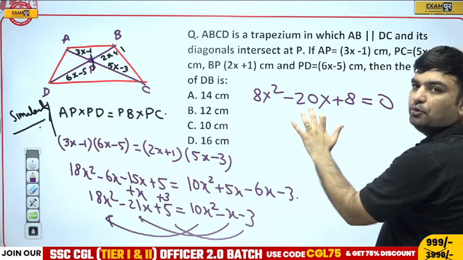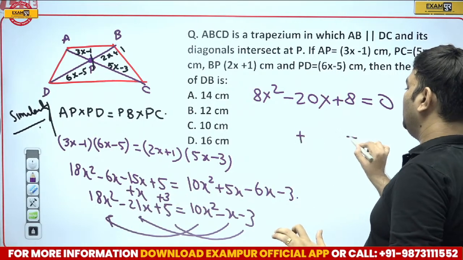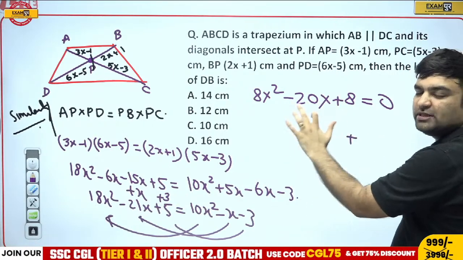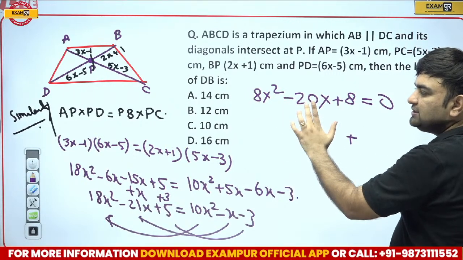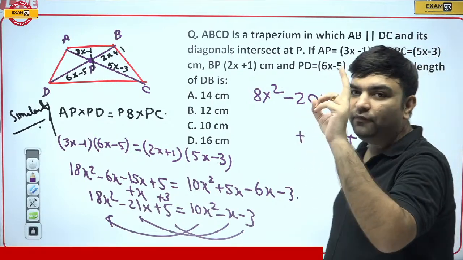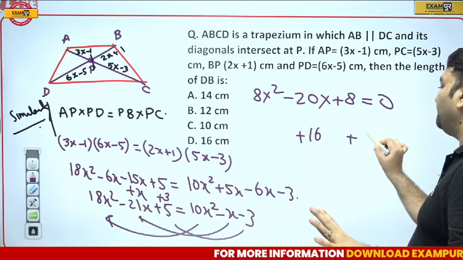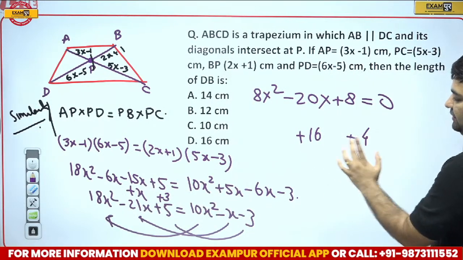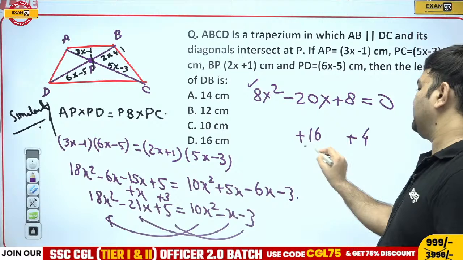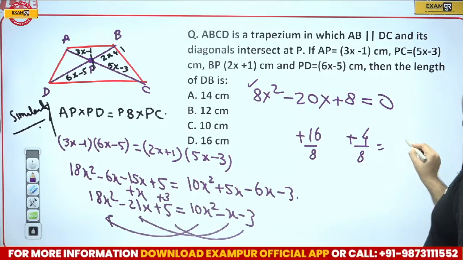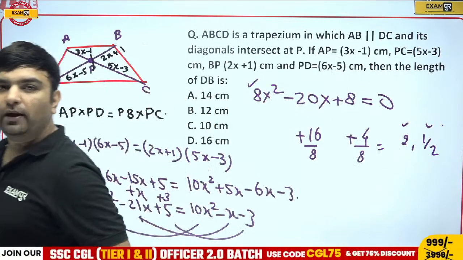Product 64, sum 20. In case of minus and plus, both roots are positive. Do the product, 8 into 8 is 64. Sum is 20. Think of two values which give product 64 and sum 20. You will say, sir, 16 and 4. 16 plus 4 is 20, and 16 into 4 is 64. Divide by the coefficient of x: 2 and 1 by 2.